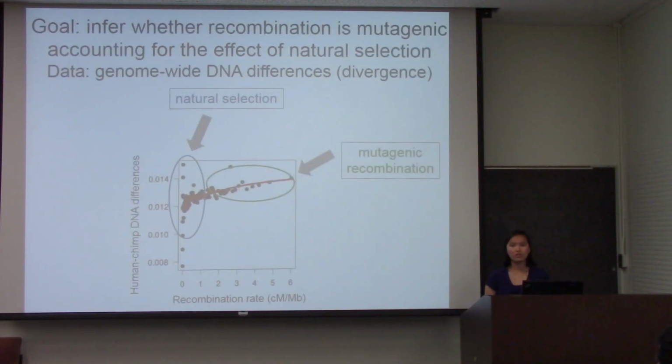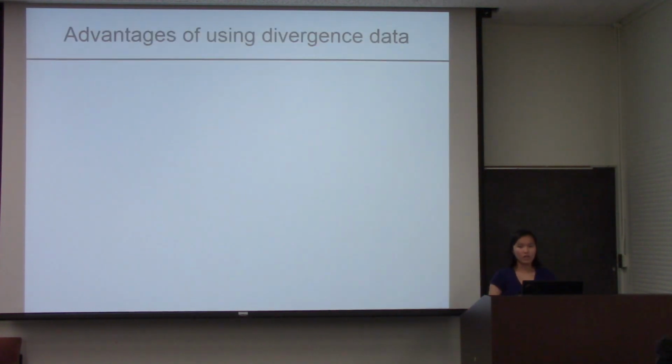And so due to these conflicting results in the field, we wanted to see whether we could infer whether recombination is mutagenic. And we wanted to do this quite differently from what has been done so far, which is that we want to use a genome-wide divergence data set. And we also want to correct for the confounding factor of natural selection. And so I wanted to talk a little bit more about why we use the genome-wide divergence data set.